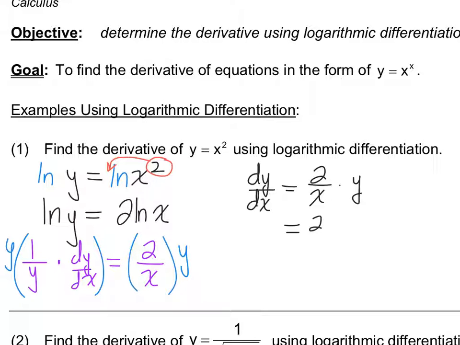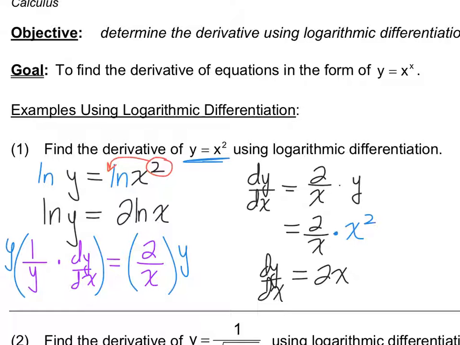So I have 2 over x. I'm going to multiply it by the true value of y, which is x squared. That's given right here. y and x squared are the same thing. So what do I get when I multiply 2 over x times x squared? 2x. And so that is my derivative.